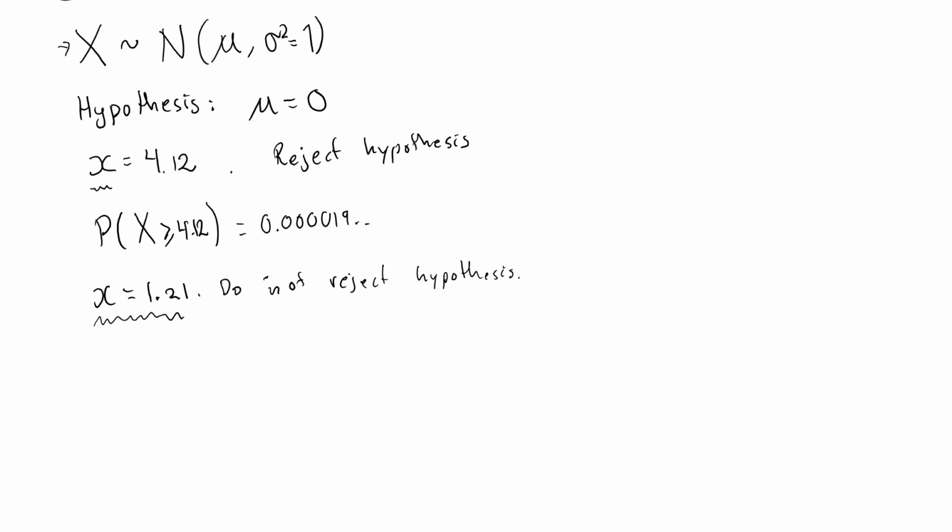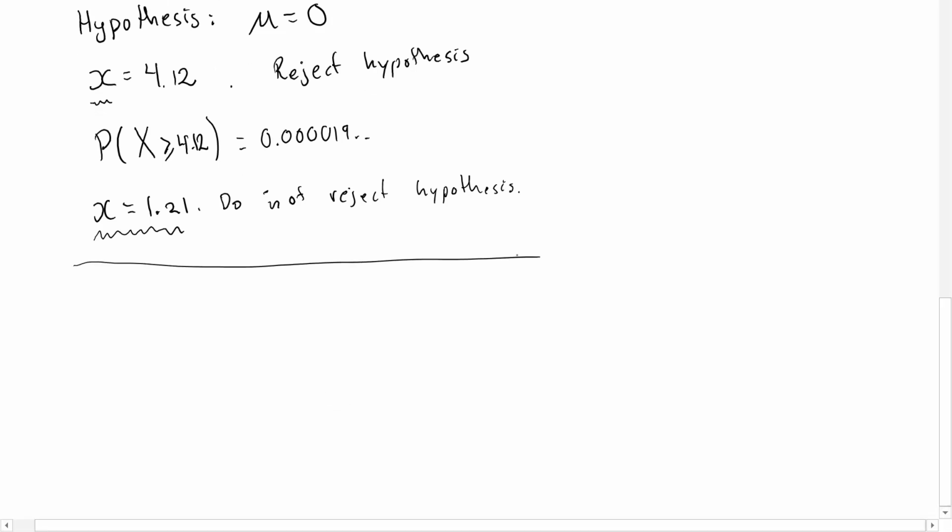Mu could be 1. If mu is 1, then 1.21 is a highly credible number. It could be 2, 0.5, or lots of different values. So we cannot claim that mu is 0. All we can claim is that, based on our observation, I can't at least reject the idea that mu is 0. Mu equal to 0 might actually be true.